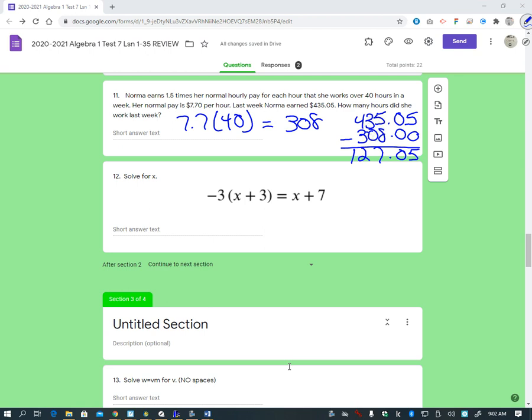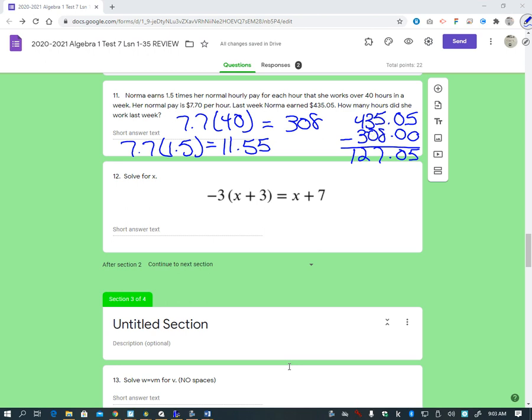What do I do now? All right, so multiply 7.7 times 1.5. What's that going to tell me? How much money she makes when she works overtime, right? Okay, what is 7.7 times 1.5? $11.55. I love everybody's involvement here. Okay, so when she works overtime, she makes $11.55 an hour, right? Okay, what's my final step?